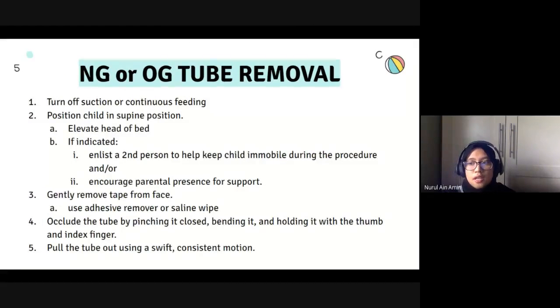Okay, next is how to remove the tubes. So first, we should turn off the suction or the continuous feeding if applicable, and we should position the child in supine position again, elevate the head of the bed, and if it's difficult and indicated, we can ask for a second person's help to keep the child immobile during the procedure, because it is very painful for these children and sometimes they won't stop moving, so it'd be hard if we do it alone. Or we can also ask for parental presence for support.